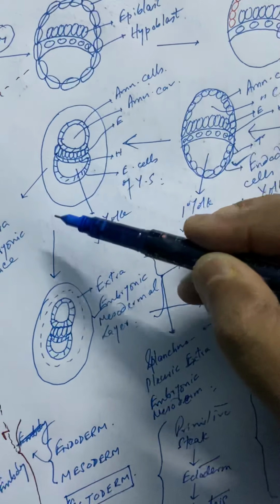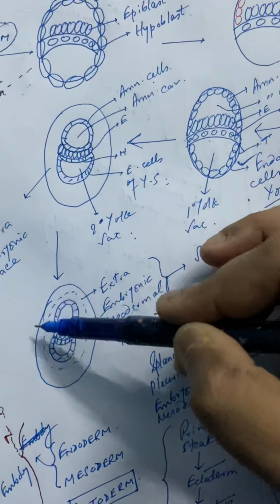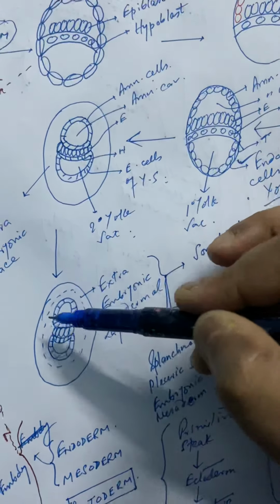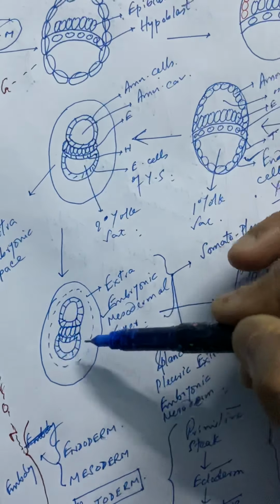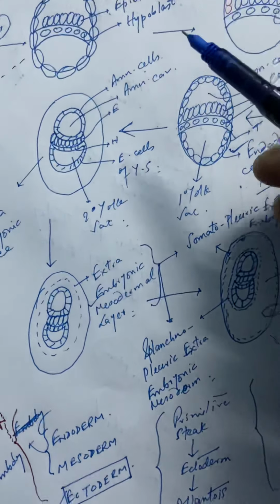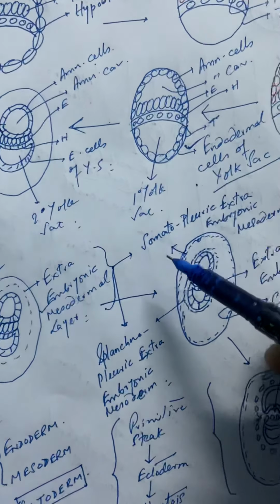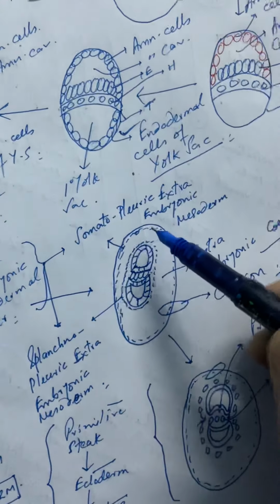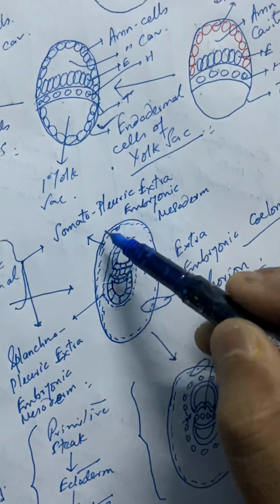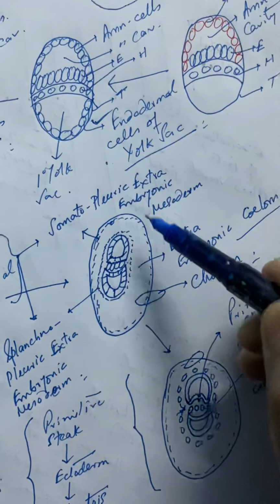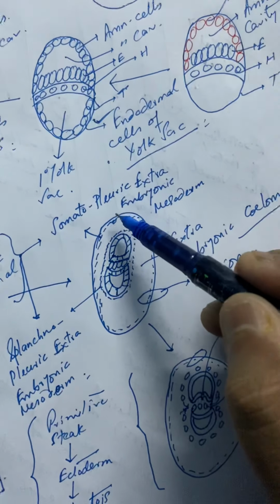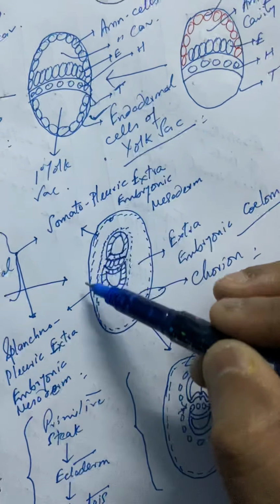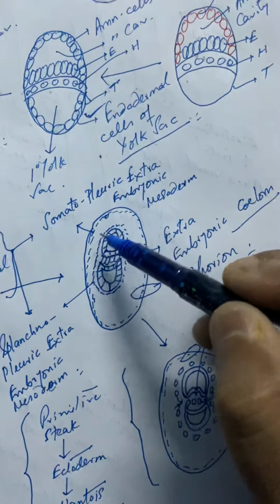And now you find out this structure, which is this space between the trophoblast and the embryo. This space was called extra embryonic space, and now this space is lined by the extra embryonic mesodermal layer. Now remember, this extra embryonic mesodermal layer has two layers. So it is split into two layers, as you can see, the somatopleuric extra embryonic mesoderm and the splanchnopleuric extra embryonic mesoderm. The somatopleuric layer is closer to the trophoblast, whereas the splanchnopleuric layer is closer to the embryo.